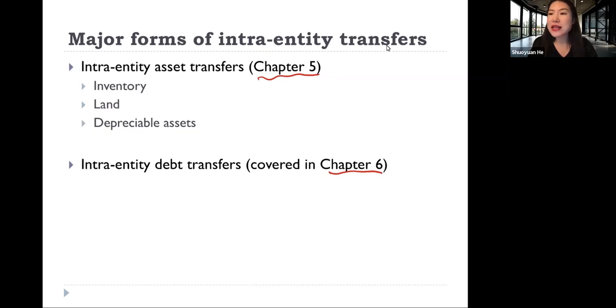The first is intra-entity inventory transfer, which is basically the parent may buy or sell inventory either from or to its subsidiaries. The second major kind is intra-entity land transfer, which is basically the parent can either buy or sell land from or to its subsidiary. The last kind is intra-entity depreciable asset transfer, such as a machine. So all of those depreciable assets, the parent may sell or buy from its subsidiary. With regard to intra-entity debt transfer, we're going to talk about it later when we get there.